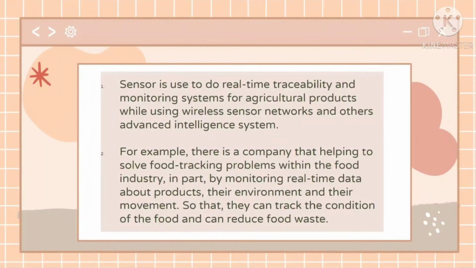Sensors are used to do real-time traceability and monitoring systems for agricultural products, using wireless sensor networks and other advanced intelligence systems. For example, there is a company helping to solve the food tracking problem within the food industry, in part by monitoring real-time data about products, their environment and their movement, so that they can track the condition of the food and reduce food waste.